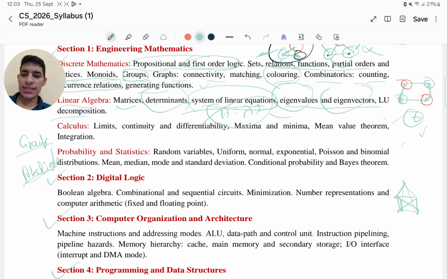Now, coming to the next topic, which is calculus, right? Calculus comes with limits, continuity, differentiability, maxima, minima, mean value theorem, integration, and all. As self-explanatory, they might give you a complex integration question with different limits, which you need to solve using the rules you might have studied in your class 12. They will reoccur, but not many questions might come from this area. Some questions will definitely come from this subtopic. Then you will be asked to find the maximum and minimum.